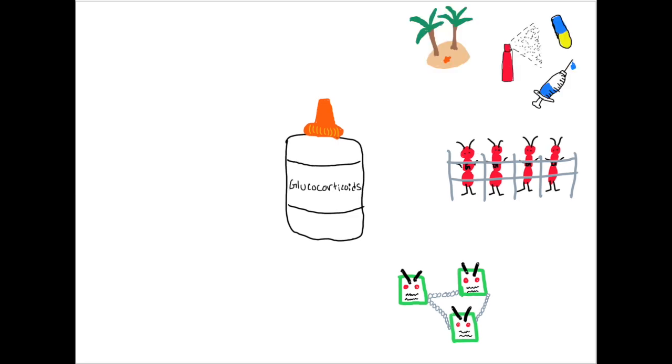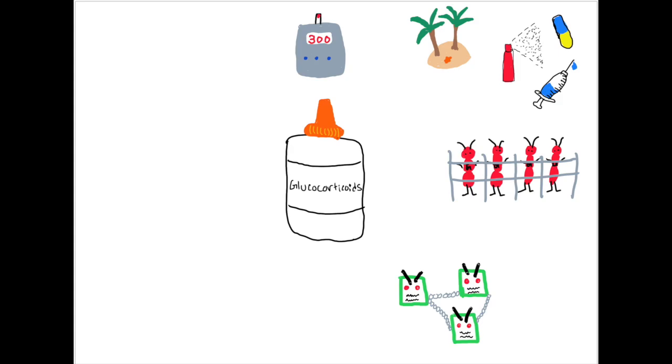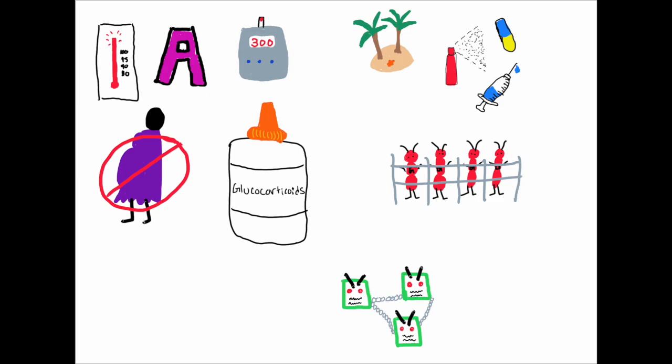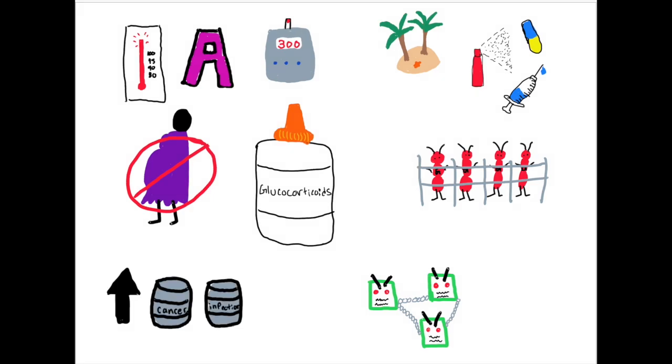They can be administered topically, orally, by nasal spray or injection, shown by our tropical island, our pill, spray can, and syringe. Beware use for diabetic patients due to the glucose elevating effects, shown by the high number on our glucose monitor. We should be assessing for infection and history of steroid allergies before administering, shown by our high fever and our giant A. They should only be used in pregnancy when absolutely necessary, shown by our blocked off pregnant woman. They also increase your chance of cancer and infection, shown by our cancer can.